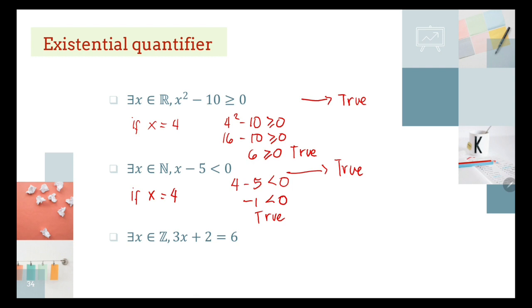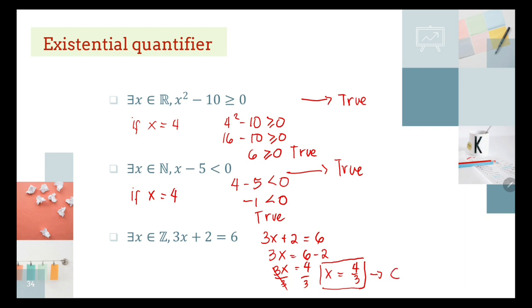How about the third one? There exists an integer x such that 3x plus 2 is equal to 6. If we try to find the value that would make this statement true, I will try to solve this equation. 3x plus 2 equals 6. 3x equals 6 minus 2. 3x is equal to 4. Divide both sides by 3. So x is equal to 4/3. And this one is an element of Q, rational.